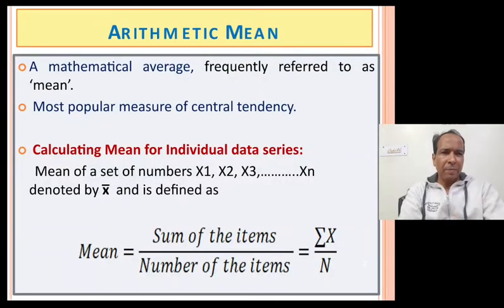Let's see the meaning of arithmetic mean. This is basically denoted by x bar, and this is, as I told you earlier, an arithmetic measure of central tendency, which is frequently referred to as mean. This is the most popular measure of central tendency. We also call it average. So in common parlance, we call it average or mean. That's what we are going to learn over here.